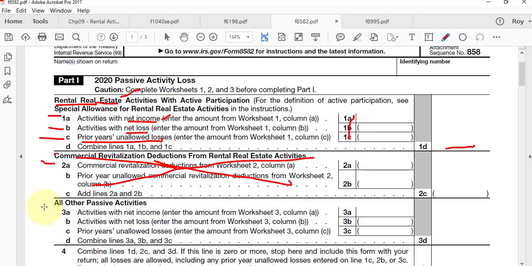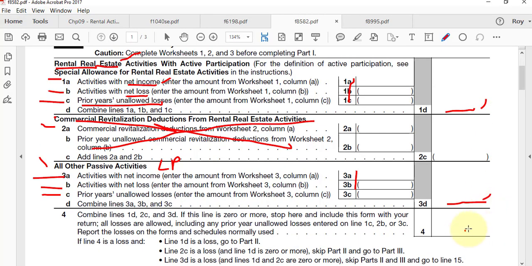But in line 3, the typical things you put here would be those limited partnership income and losses. Again, line A would be the income items. Line B would be the loss items. Line C would be losses from prior years that you couldn't deduct. Again, you net out all of these to get a net income or loss from other passive activities. And if one is an income and one is a loss, you can offset each other to get a net income or net loss over here.